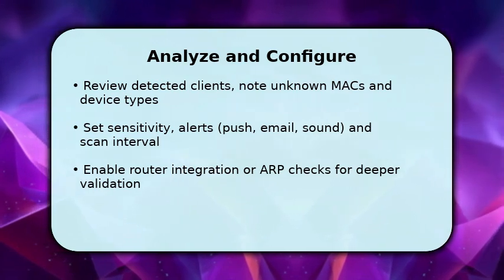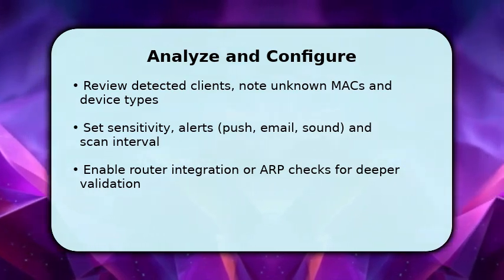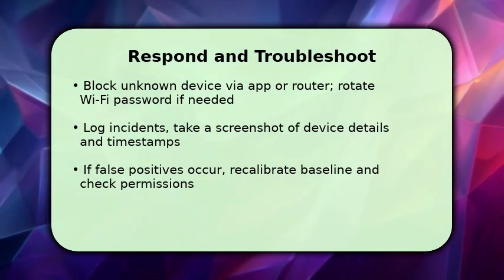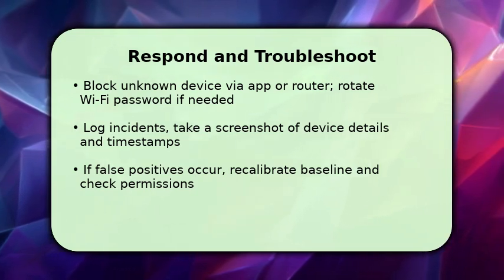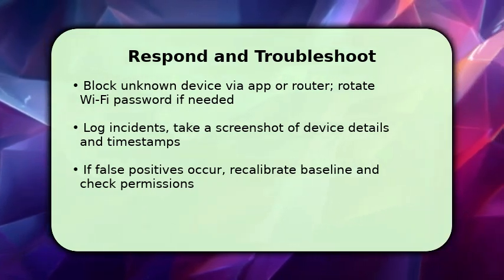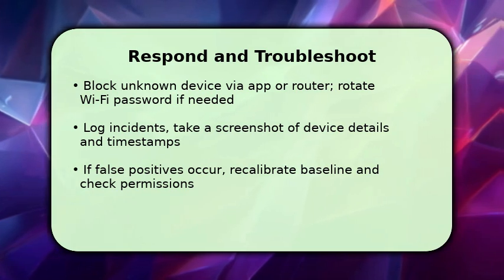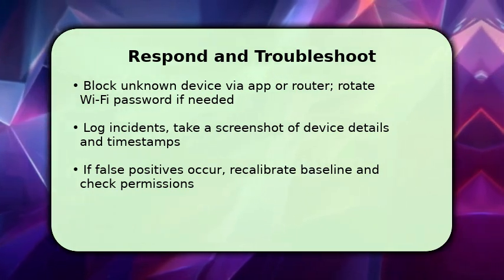To finish, act on alerts. Block the suspect from the router or change the Wi-Fi password, then reconnect trusted devices. You should log device details and timestamps so you can track repeat offenders. This helps with pattern recognition.